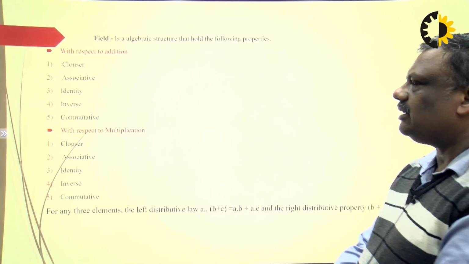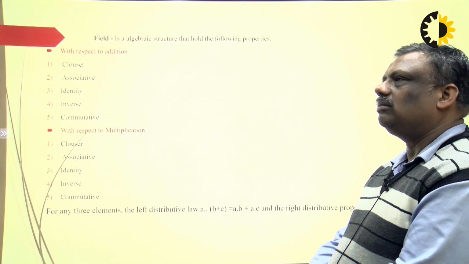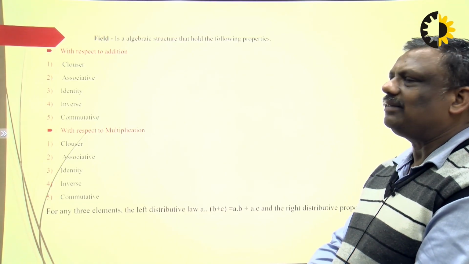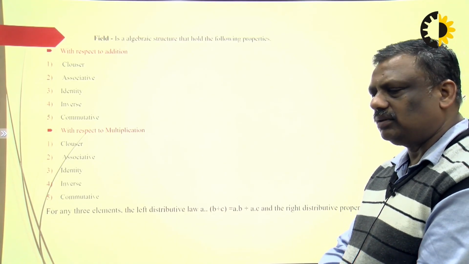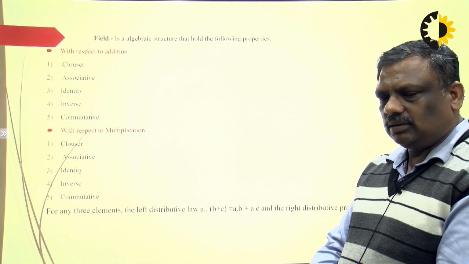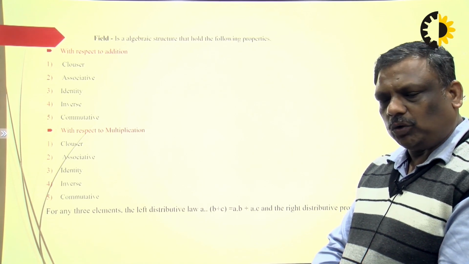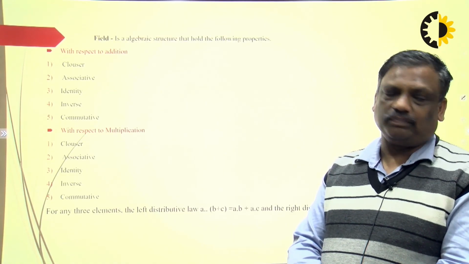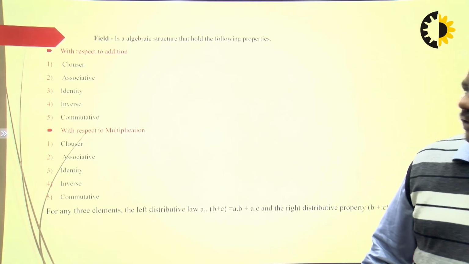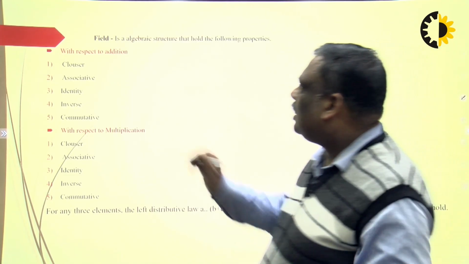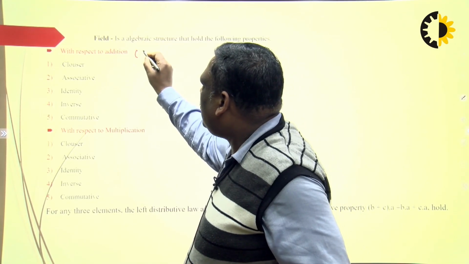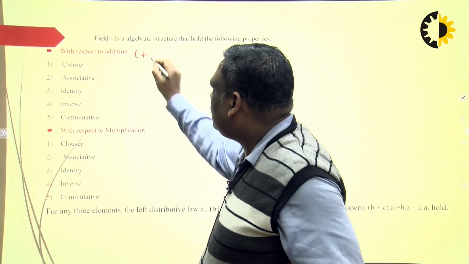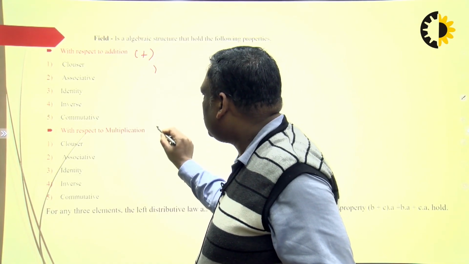A field is nothing but an algebraic structure that holds the following properties. The following properties are regarding the two binary operations. The first one is with respect to the addition binary operation, and the second one is with respect to multiplication. So here we can easily see that in addition and in multiplication.